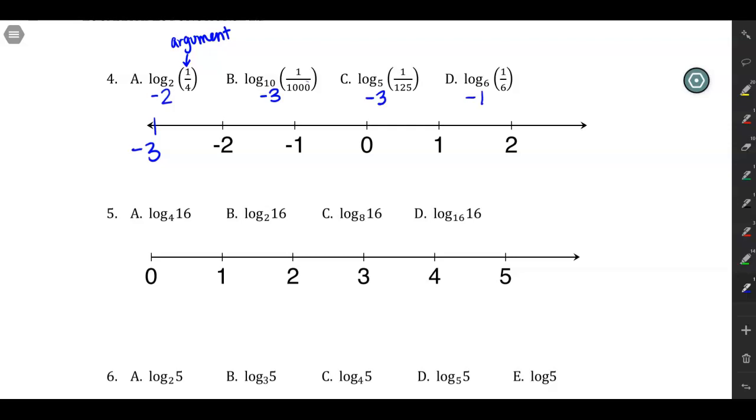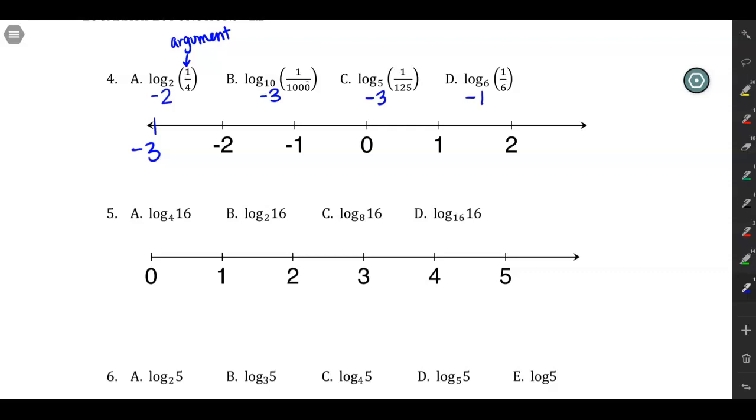Okay, the next example is kind of an interesting one because if you look at the 4 numbers that I have here, all 4 logarithms have an argument of 16. And we're going to look at how does having a different base change what these logarithms evaluate to?